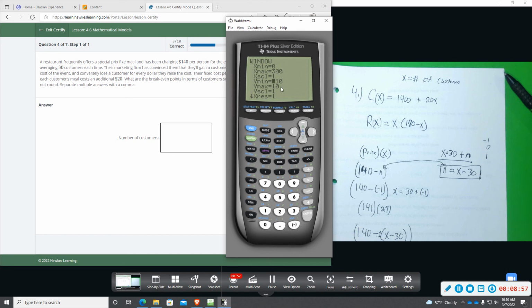And then for the minimum, we don't want negative, we want to break even. So I'm going to start at 0 with money, and then these parameters, like the original cost, go up to 1,400. And so I'm going to go 10 times this. So I'm going to go 1,400. And then I'm going to graph.